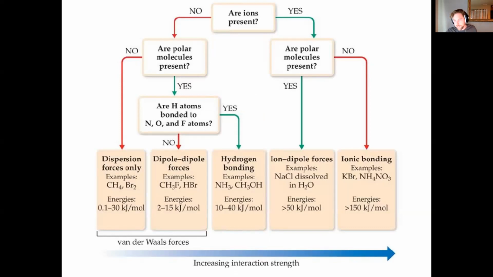One of the first questions we can ask is, are ions present? Yes or no? If it's no, then that's usually where we're at, a covalent molecule. Is it polar? If it's not polar, then we get dispersion forces. If the covalent molecule is polar, then we are looking at whether it's dipole-dipole or the more advanced version of dipole, which is hydrogen bonding.